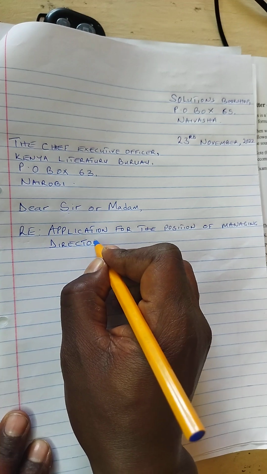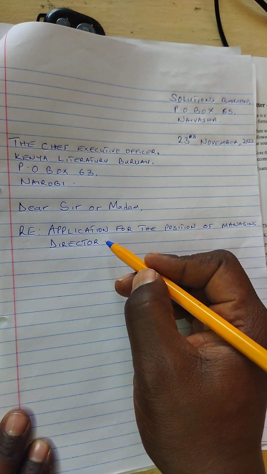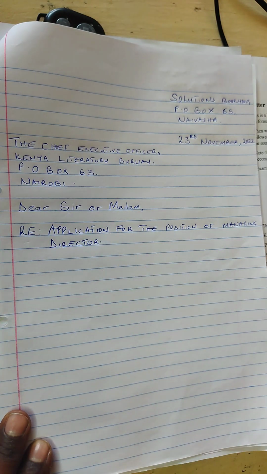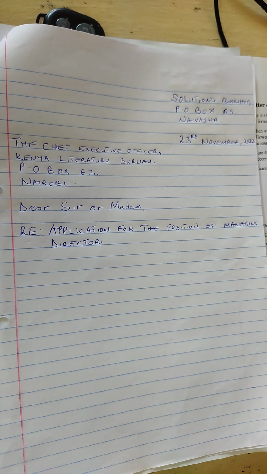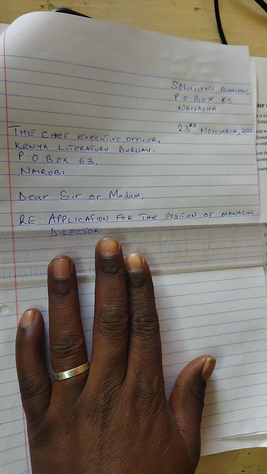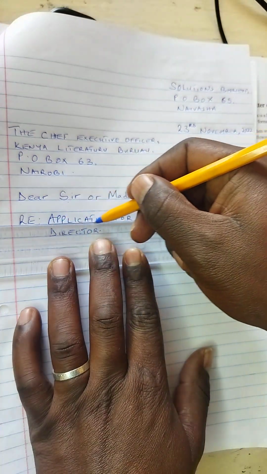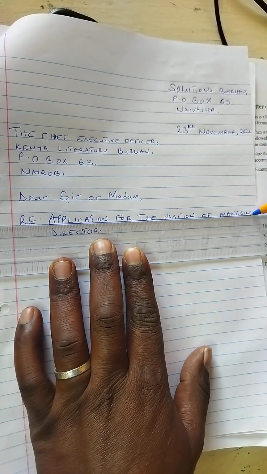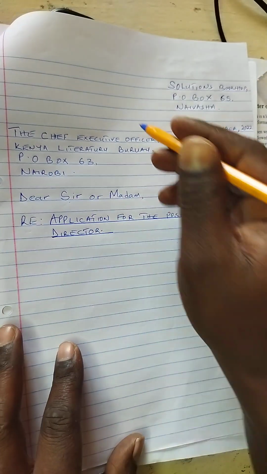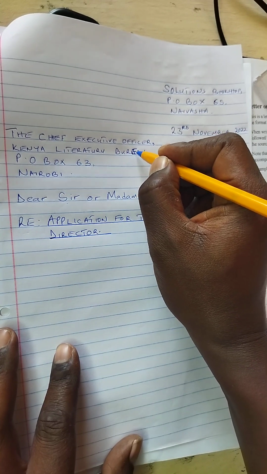So the re should be written in capital letters. It should be written in capital letters and it should begin with the word application, and then because it should be neat, you will take your ruler and underline. It must be underlined. And sorry, bureau is written this way. It is an E here.